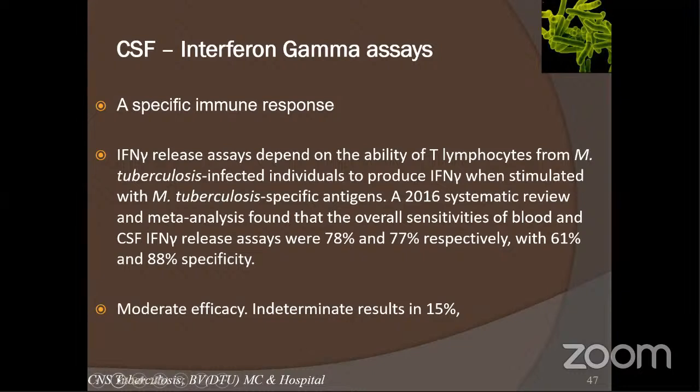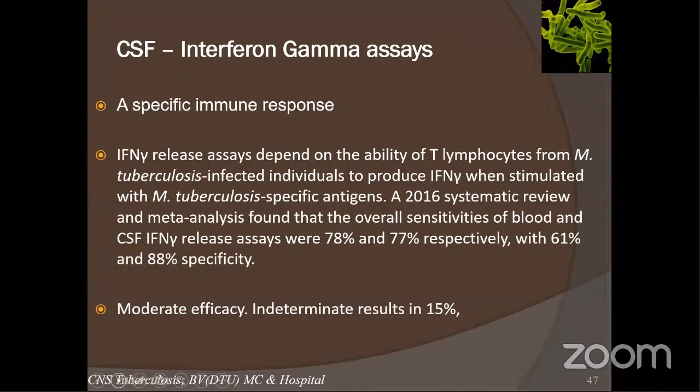This interferon gamma is released from the T lymphocytes of Mycobacterium tuberculosis infected individuals, and a 2016 systematic review and meta-analysis found that overall sensitivities of blood and CSF interferon gamma release assays were 78% and 77% respectively, with 61% and 88% specificity. So no test has 100% sensitivity and specificity. If there is one, we are lucky, then we can adopt that test. But many tests have their limitations.